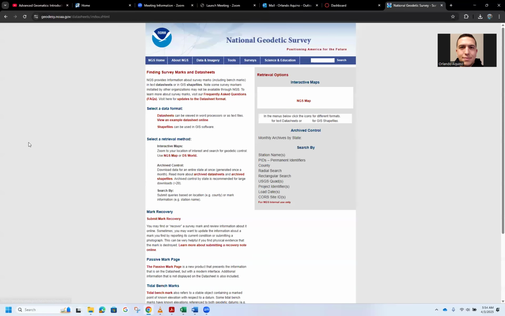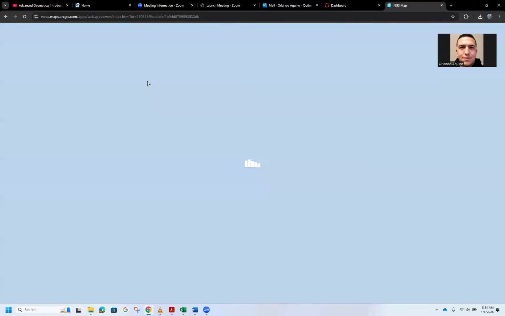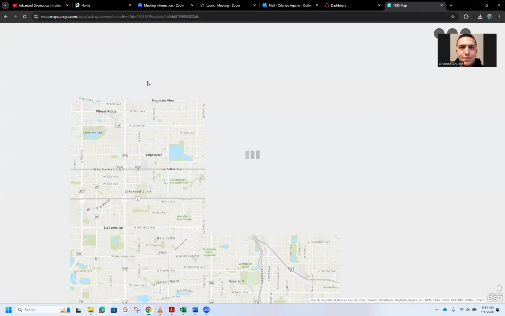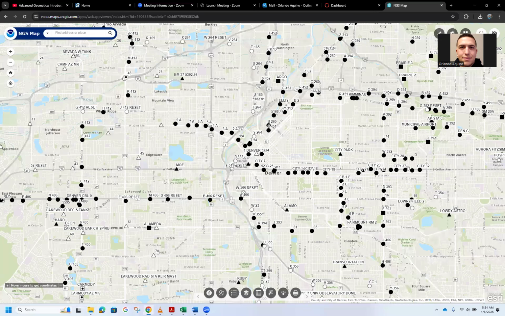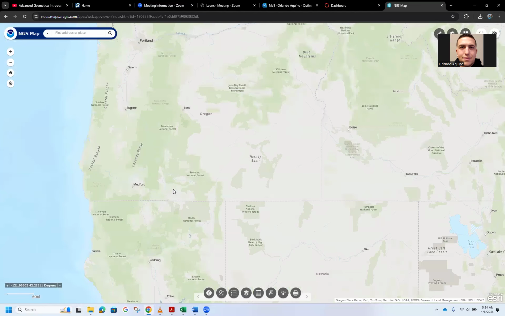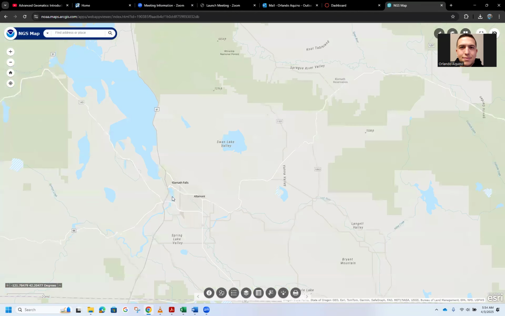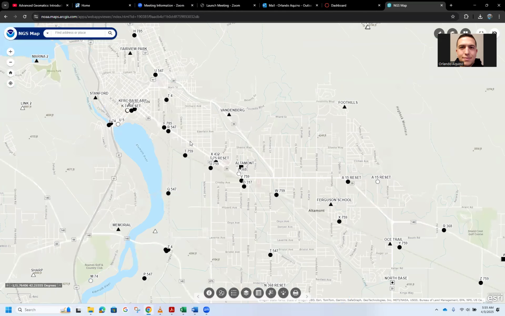You can click on this interactive maps here. And I mean, look at all these benchmarks. So let's go to Klamath. All right, this is Denver, Colorado, right there. And again, if you're curious about your hometown, this is a great area, and it should have pretty much everything there.